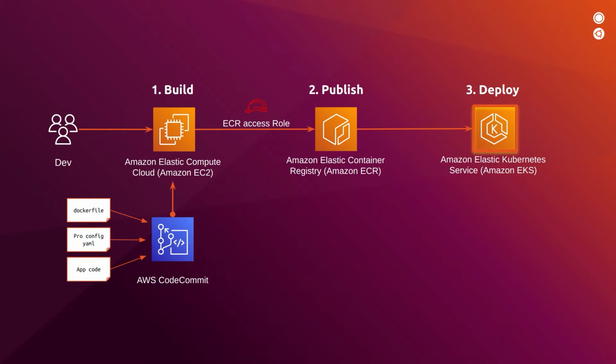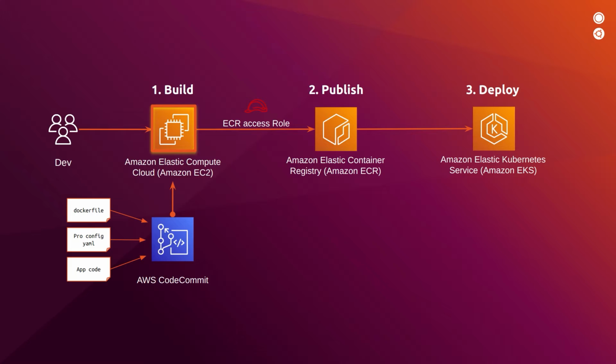I have all my code in AWS CodeCommit, which is a Git repository from Amazon. And I have there my Dockerfile, my pro config YAML file, which contains my token and the services that I would like to enable. Then I have the application code, which is just a single PHP file that will allow me to check whether I'm running on FIPS mode or not. Okay. Then we're going to build it.